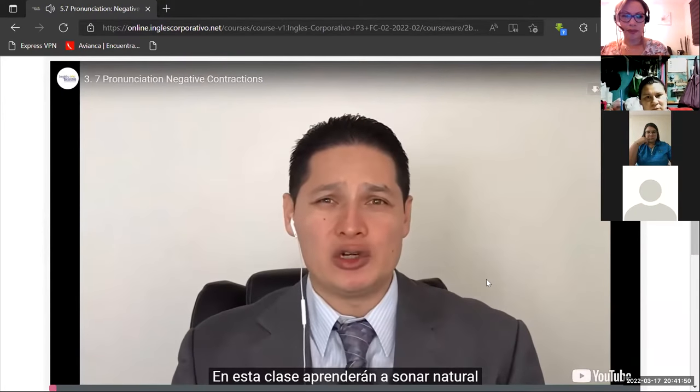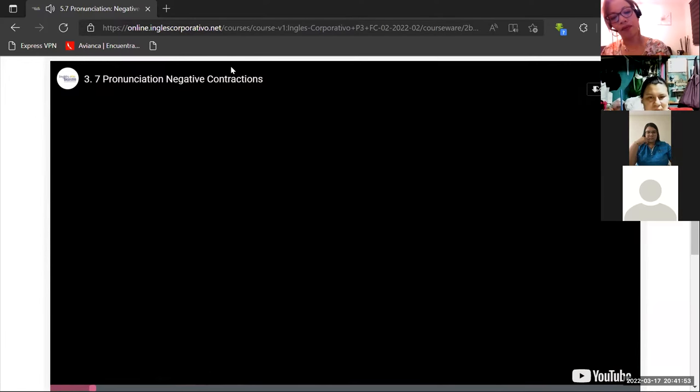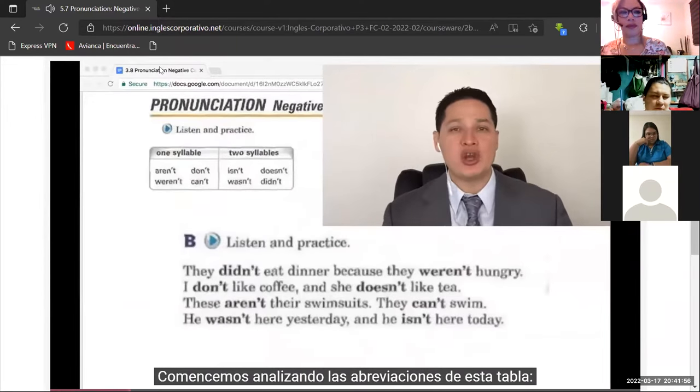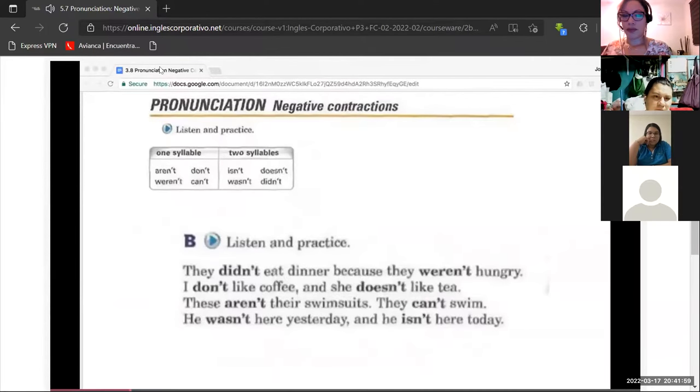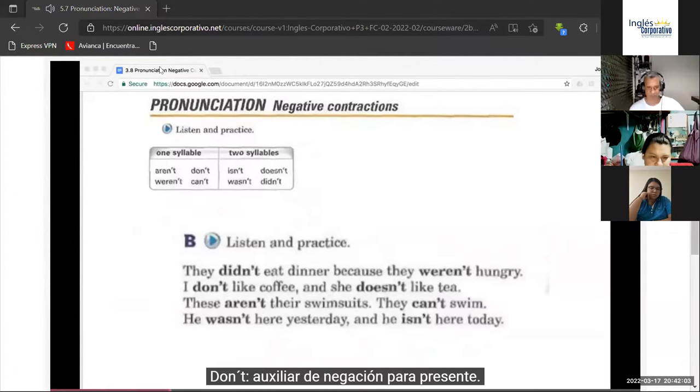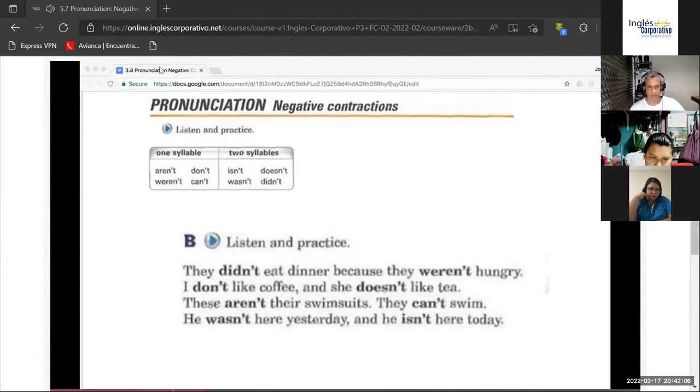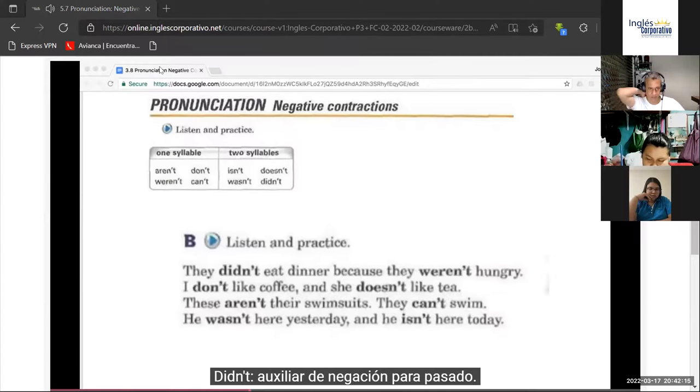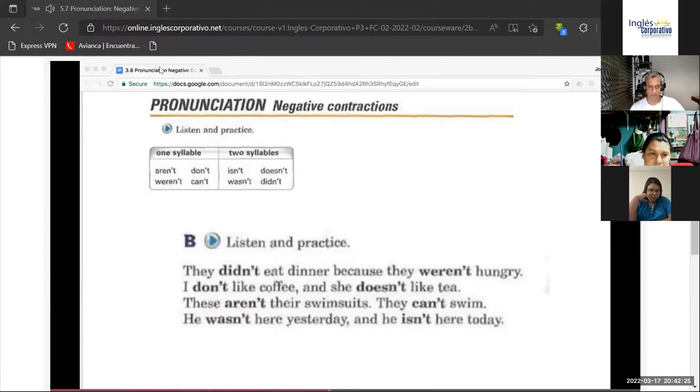Hi, everyone. In this class, you learn to sound natural when expressing contractions. Let's get started by analyzing the contractions on this chart. Aren't, weren't, don't, can't. Two syllables: isn't, wasn't, doesn't, didn't. They didn't eat dinner because they weren't hungry. I don't like coffee, and she doesn't like tea. These aren't their swimsuits. They can't swim. He wasn't here yesterday, and he isn't here today.